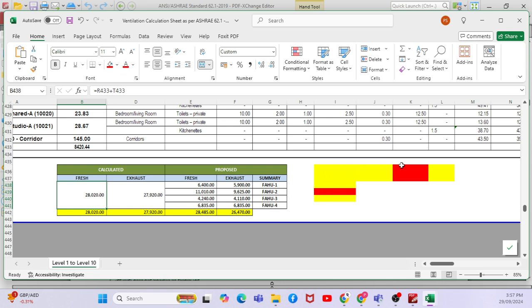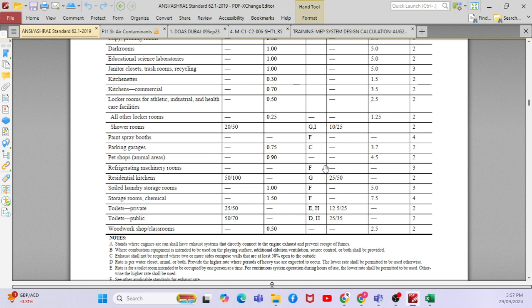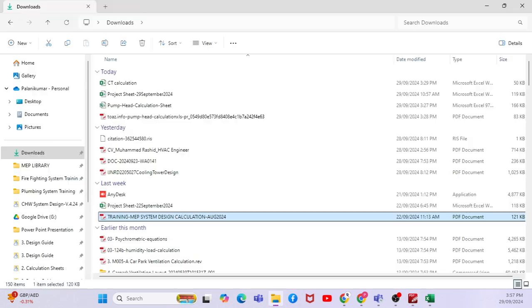Clear, right? Does anyone have a doubt about how to calculate the fresh air airflow rate and exhaust airflow rate for the FHU? Everyone clear? As per ASHRAE 62.1, how to calculate fresh air and exhaust air. Yes, sir. Clear.